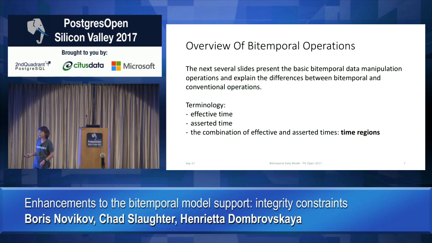Effective time is basically when we believe these events took place, or when we believe those were the values for certain objects. And asserted time is the time when we asserted this is true. So I will give you examples, and you will get a better feeling about what exactly we mean by asserted time. And the other definition we introduce, so effective time plus asserted time, we call it time regions, because if you think about it, it's two dimensions. So basically you can think about this as rectangles of time.